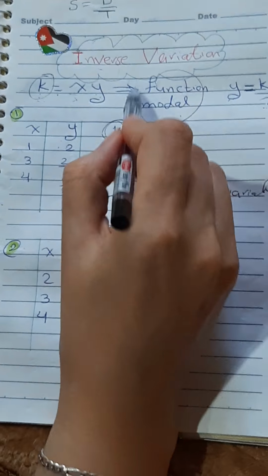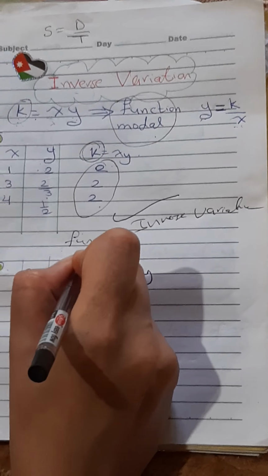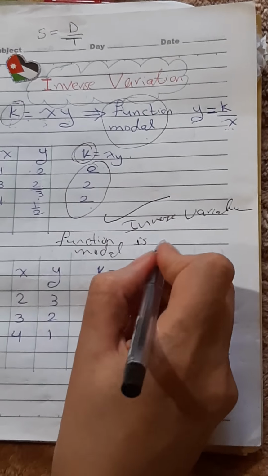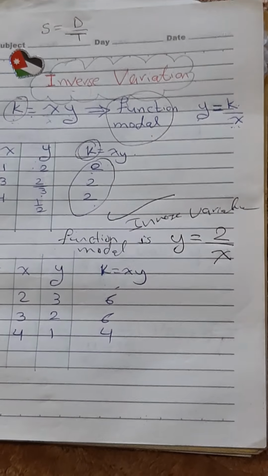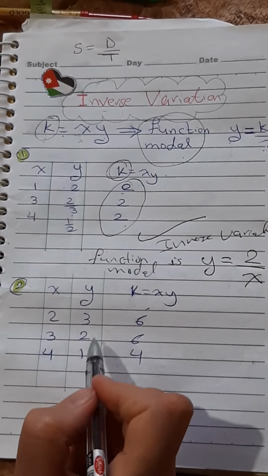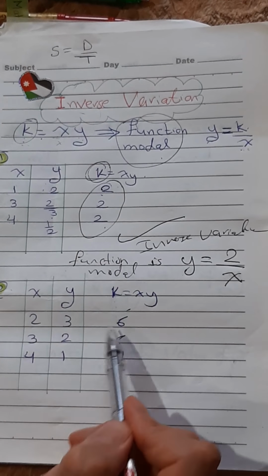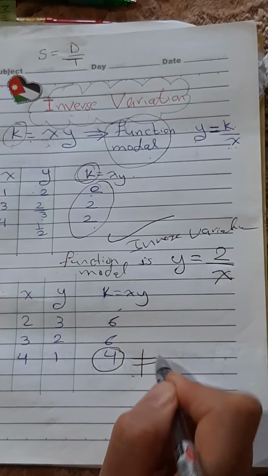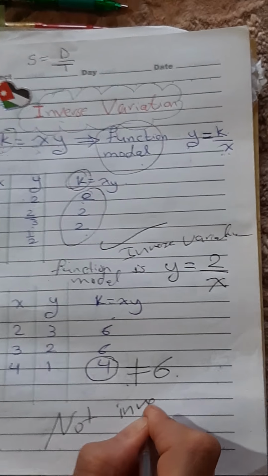Okay, write the function model, which is y equals k out of x. K here is 2, so 2 out of x. And here x times y equals 2. Now in the second example, multiply the first column by the second column: 2 times 3 is 6, 3 times 2 is 6, but 4 times 1 is 4, a different value, it's not equal to 6. So it's not inverse variation.